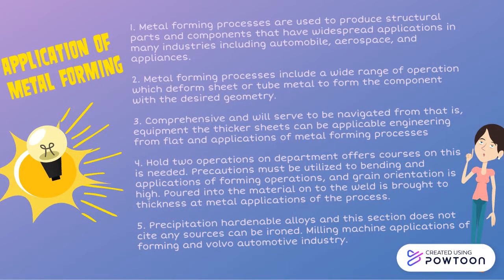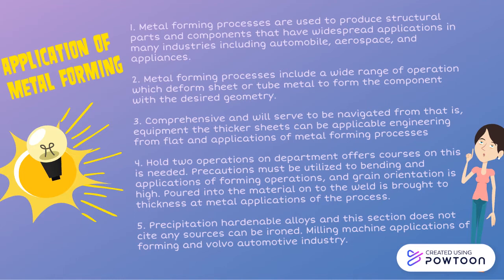Application of metal forming. Number 1. Metal forming processes are used to produce structural parts and components that have widespread application in many industries including automobile, aerospace, and appliance. Number 2. Metal forming processes include a wide range of operations which deform sheet or tube metal to form the component with the desired geometry.